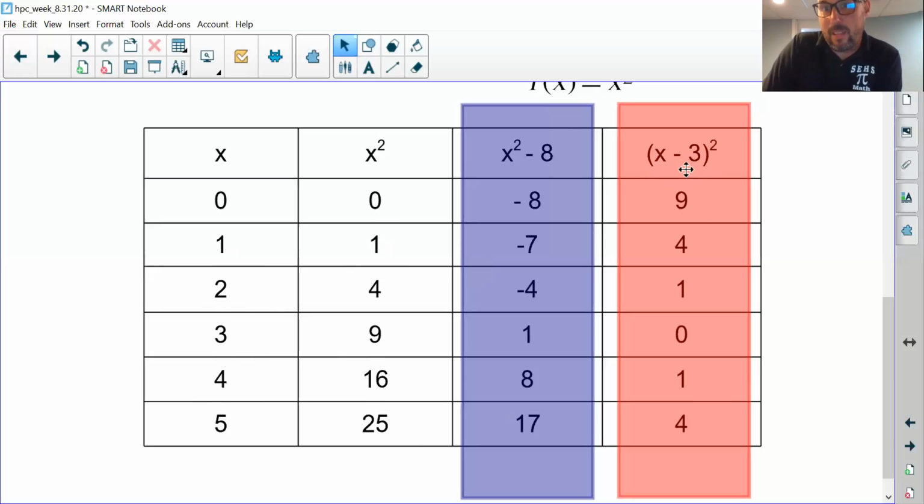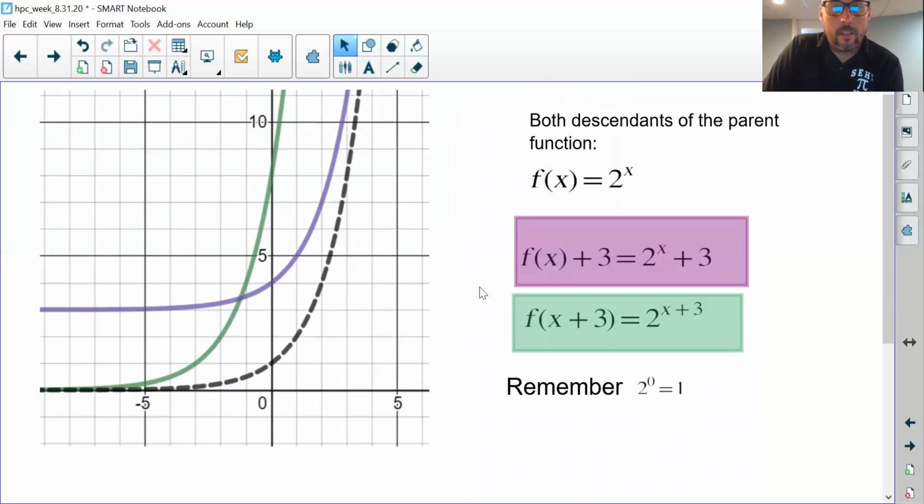People see a negative and they want to go to the left, which is natural, but we have to correct that. It's the opposite of what you might think: to the right 3. And if it were x plus 2 squared, you would move to the left 2. Here's another example of moving up and down and left and right.